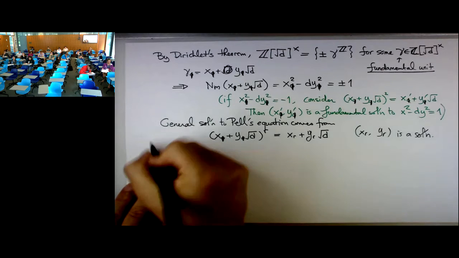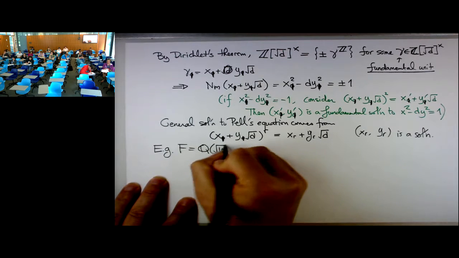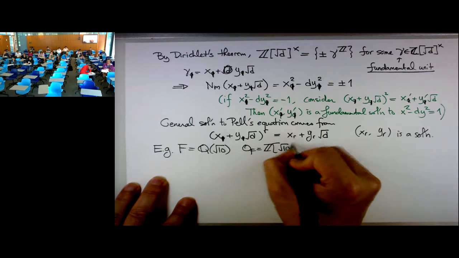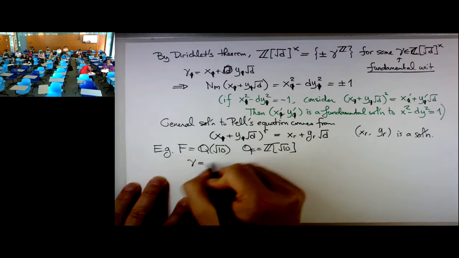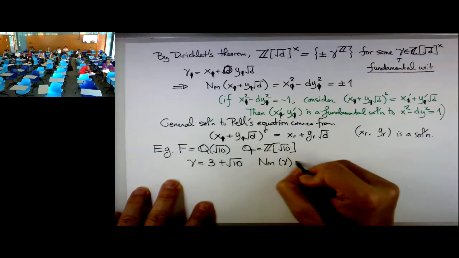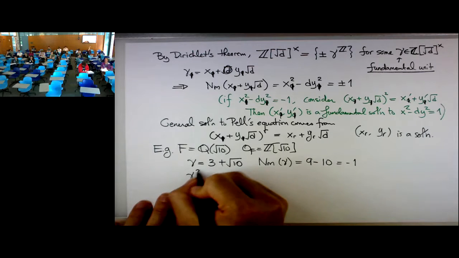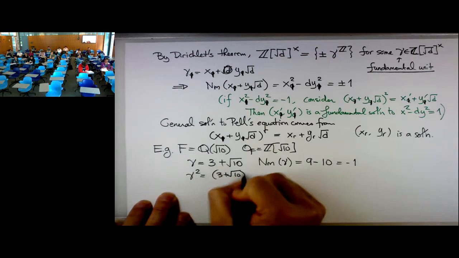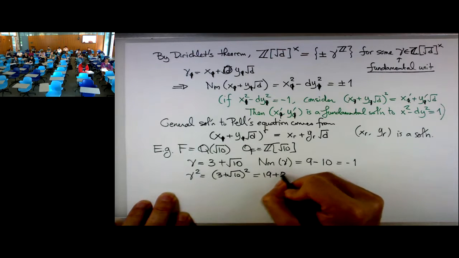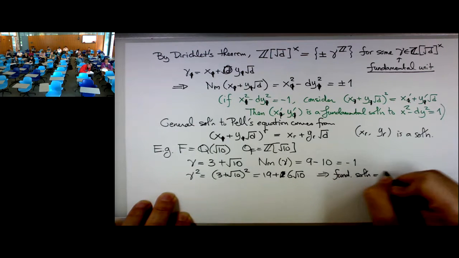Let me give a really quick example. In this case, O_F equals Z adjoining root 10. You can trust me that in this case the minimum solution you see is gamma equals 3 plus root of 10. The coefficients look very small, and when the coefficients look small, you're sure it's probably going to be the fundamental solution. That's my spirit. You can take the norm of gamma. This is 9 minus 10, negative 1. So it's a bit annoying, so you have to take the square of this to get 19 plus 6 root of 10. So the fundamental solution is 19 and 6.